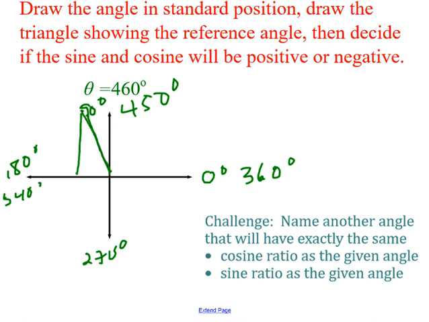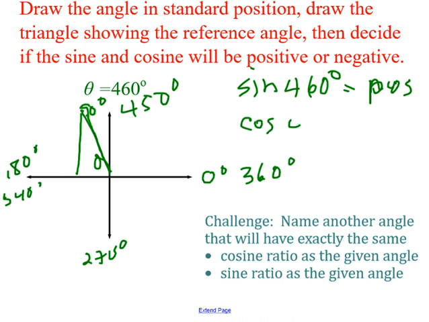And what I know, based on being in quadrant 2, is that sine of 460, if I'm up in quadrant 2, I have a positive y value, so I will have a positive sine. And if I did cosine of 460, you figure that one out? Right here, my adjacent side's right here. Is that a positive number or a negative number? It's going to be negative. Check that with your calculator.